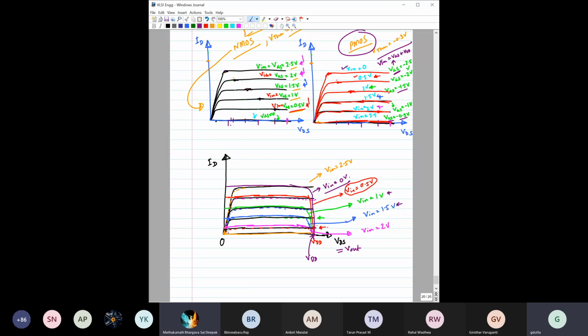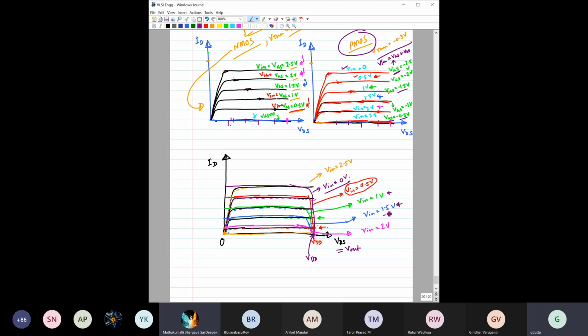Then go to the next one. Okay, increase it again by 0.5 volt, so it is 1.5 volt. For 1.5 volt, PMOS characteristics is like this. For 1.5 volt Vin, NMOS characteristics is this one. So where is the intersection? Intersection is here. Now see here the beauty. The beauty is all of a sudden the intersection has changed from this side towards this side, right? Earlier it was very close to VDD, but now it has immediately shifted from VDD to very near zero, right?